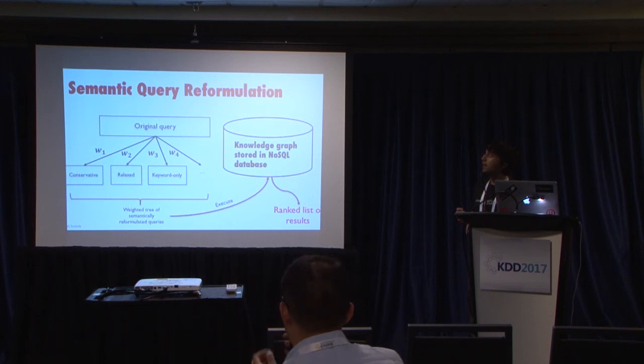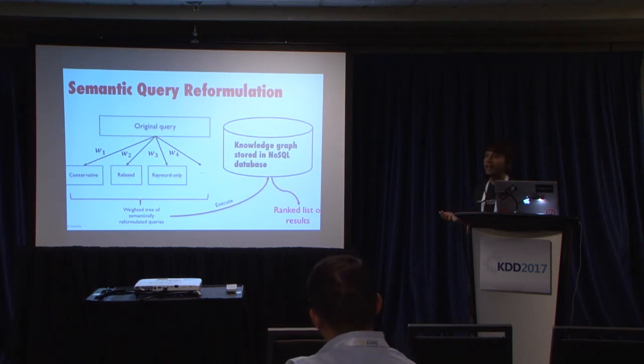So the idea is that when we get the original query, it may contain things which are sort of noisy in the knowledge graph. So for example, if you're searching for someone with red hair, the right answer may have auburn, not red, or it may have words like crimson or something like that.